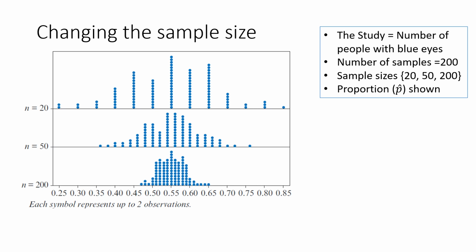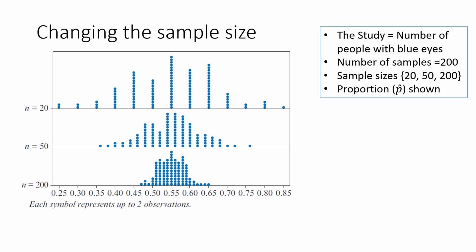So this time we're going to leave the number of samples fixed. We're not going to go from 10 to 100 to 1,000 to 10,000. We're going to just have 200 samples. But now we're going to vary the other parameter, if you will, and that's the actual people involved in each sample. So sample sizes of 20 to 50 to 200. Okay, and we're going to look at the proportion of those samples of people with blue eyes.